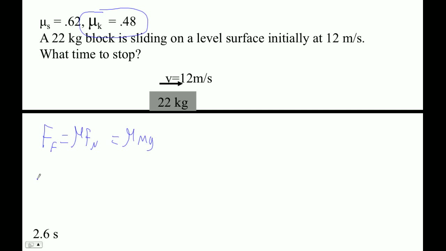So that's going to be 0.48 times 22 times 9.81. This is kilograms, that's newtons per kilogram. So 0.48 times 22 times 9.81 is 103.5936.